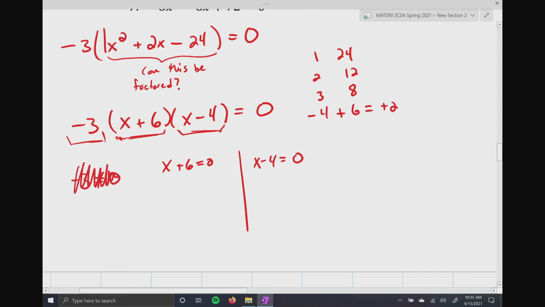So I set each one of these equal to 0. Subtract 6 from both sides. I get x equals negative 6. I add 4 to both sides to give me x equals 4.